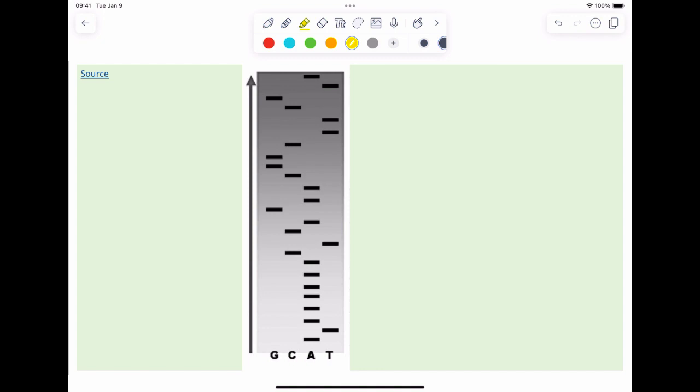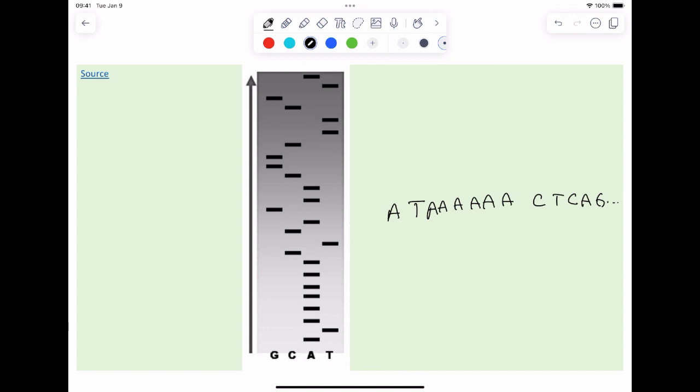You would take your gel once it's done, totally radioactive. You take a piece of radio film, so something that's reactive to X-rays, put it on top, let it sit there and soak, peel the thing off, and you just read the bands in order from the bottom to the top. So what would this sequence be? It would be A, T, A, C, T, C, A, G, blah, blah, blah.